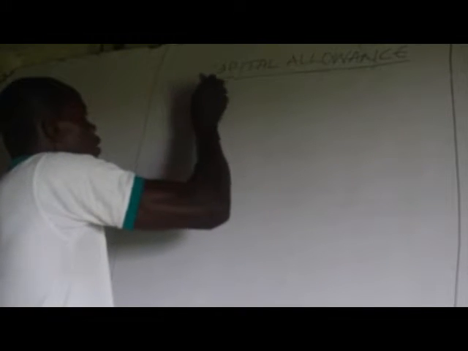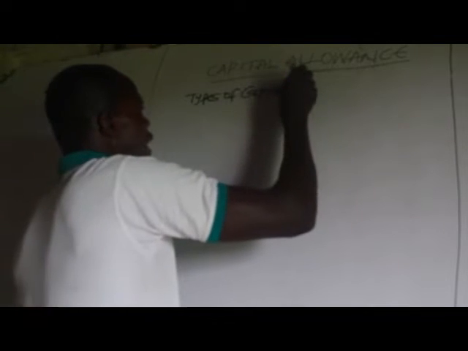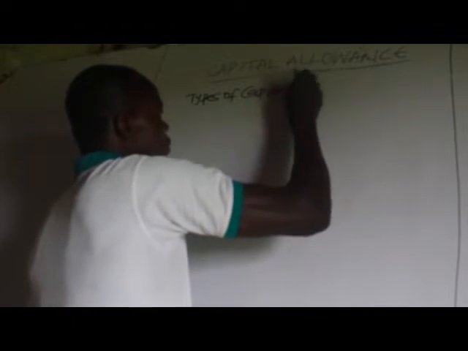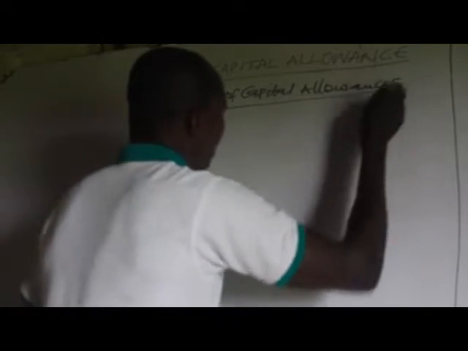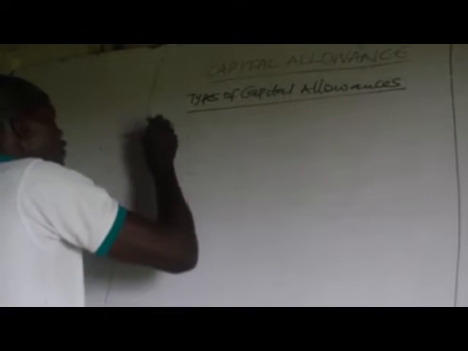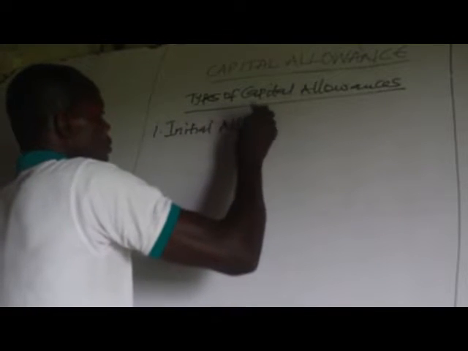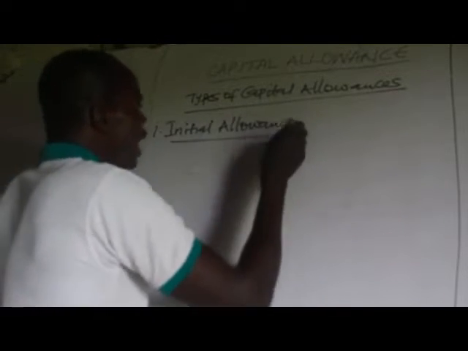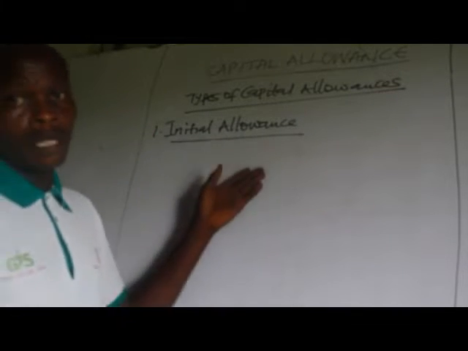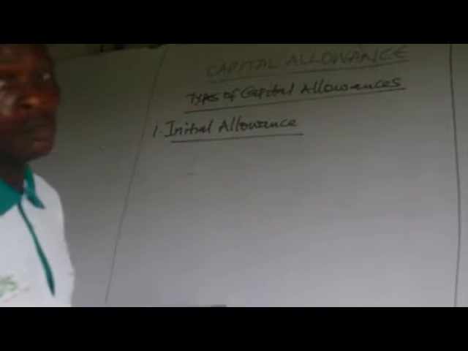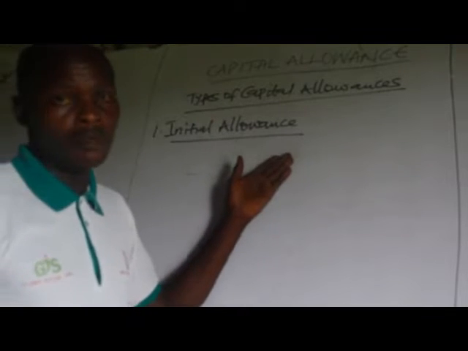Types of capital allowances. Number one, we have initial allowance. Initial allowance is granted to the taxpayer in the first basis period in which the qualifying capital expenditure is incurred.